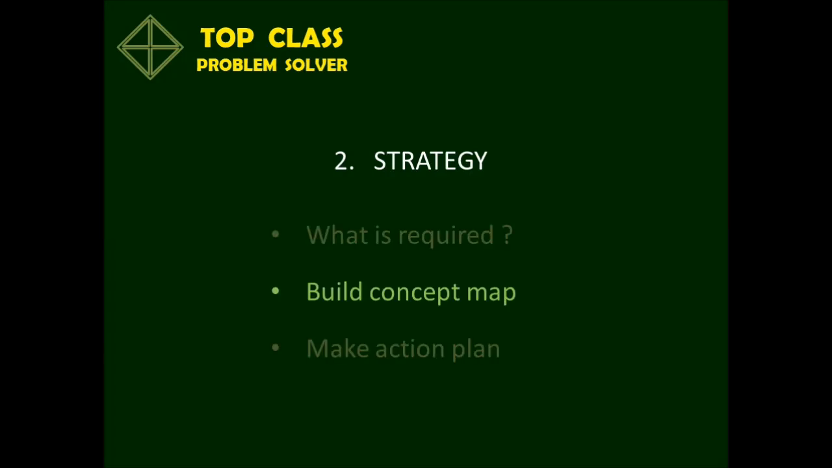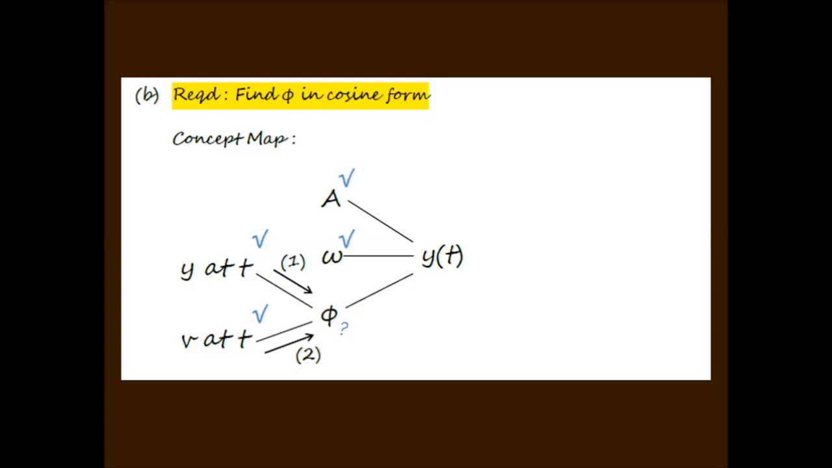The second step of the strategy is to construct the concept map. The concept map relates the parameters that are given in the problem and the required parameter. The general equation for simple harmonic motion involves the amplitude, the angular frequency, and the phase constant. We know the amplitude and the angular frequency, so what we're left to find is the phase constant.